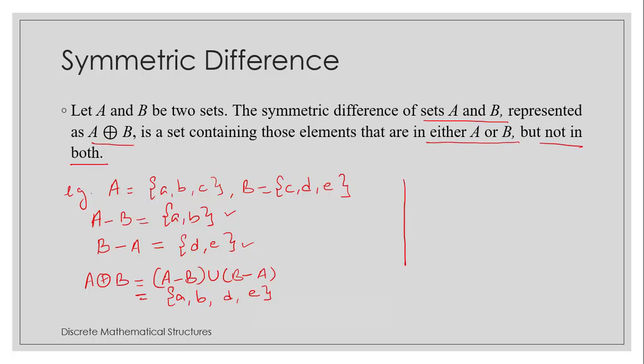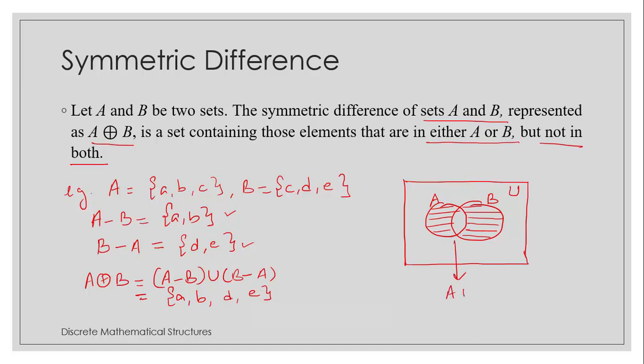Now when we draw a Venn diagram to represent symmetric difference, this is the universal set, this is set A and this is set B. Now this area represents those elements which are present only in A and this area represents those elements which are only in B. So symmetric difference will include all these areas that are shaded. So this represents the symmetric difference of A and B.